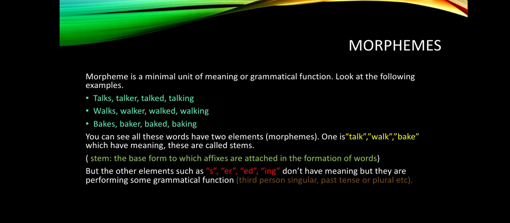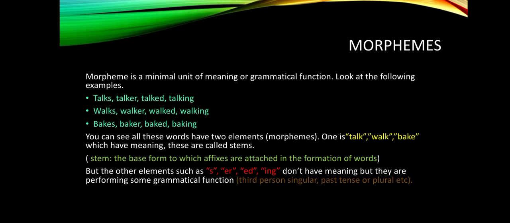Morphemes. By definition, morpheme is a minimal unit of meaning or grammatical function. To understand that, we need to look at the following examples first. I have written a few examples here: talk, talker, talked, talking. Then walk. The next word is bake, and we see different forms of same words here. You can see all these words have two elements, or these elements are called morphemes.